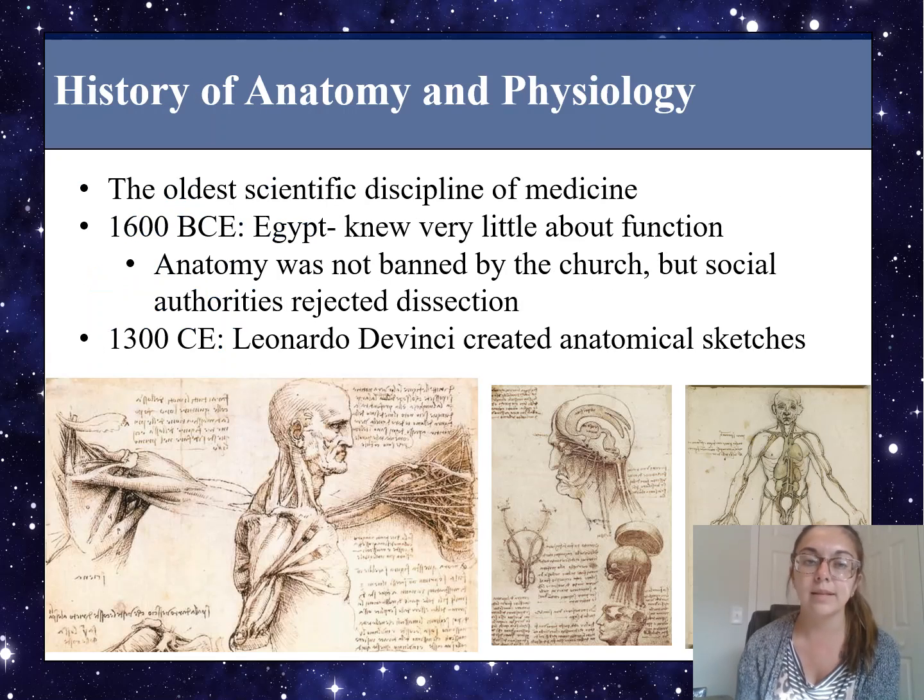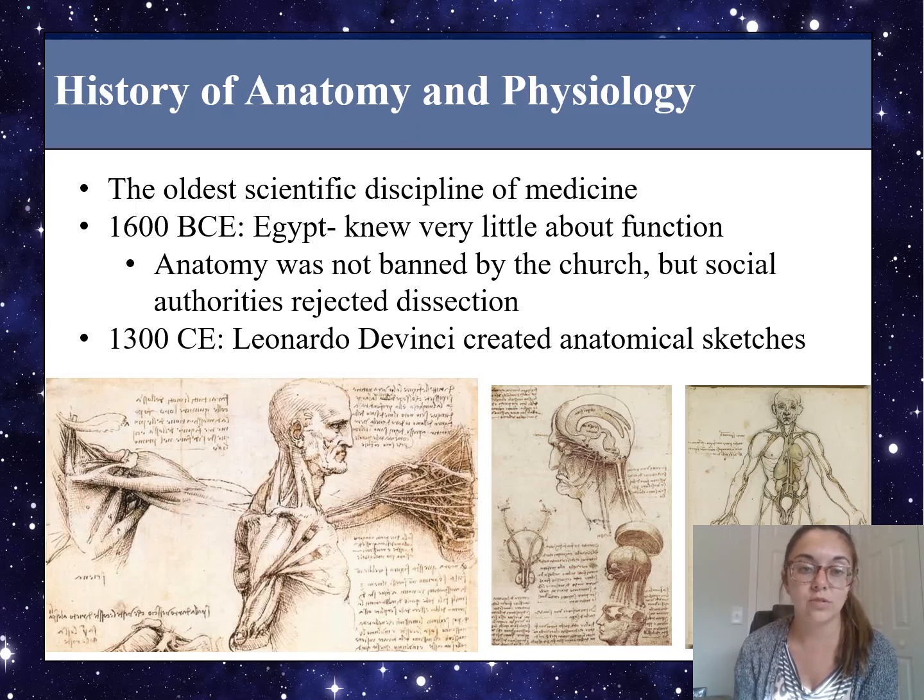Okay, let's talk a little bit about the history of anatomy and physiology. So anatomy and physiology is the oldest scientific discipline of medicine. Let's talk about 1600 BCE. In Egypt, they knew very little about the function of anatomy, so they didn't know physiology, but they were able to look at body parts and see their associations. Anatomy wasn't banned by the church at this time, but social authorities rejected dissection. It just didn't seem right at that time.